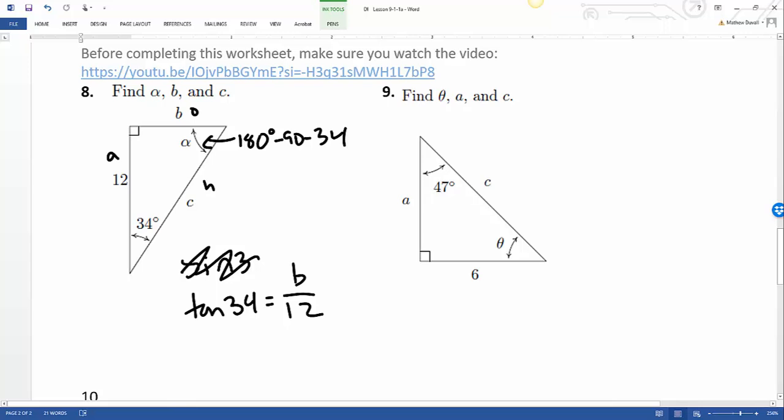Then I could solve for b there. And then to find c, that's adjacent over hypotenuse, that's cosine. So the cosine of 34 equals adjacent over hypotenuse. And so you're going to solve for both of those.